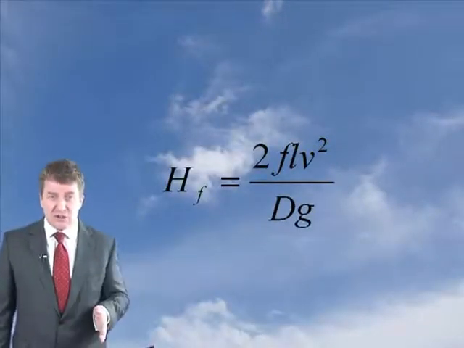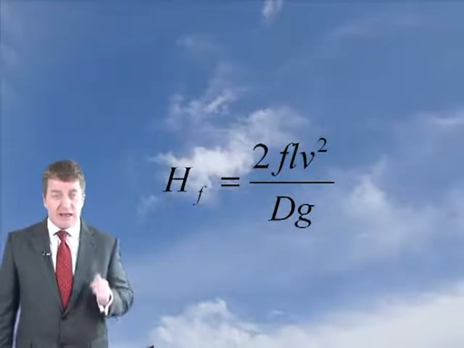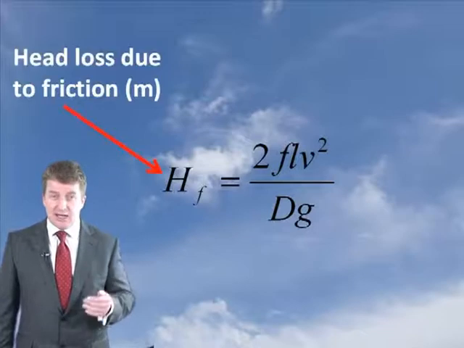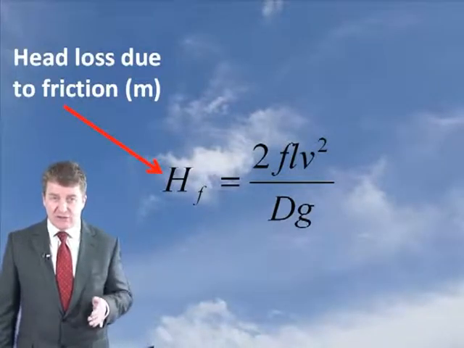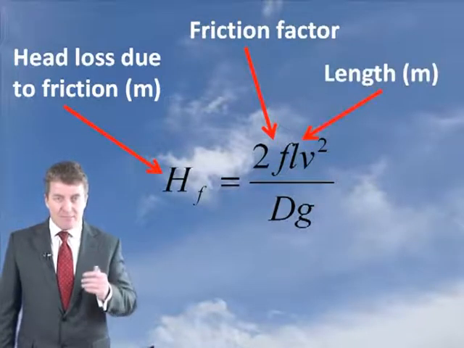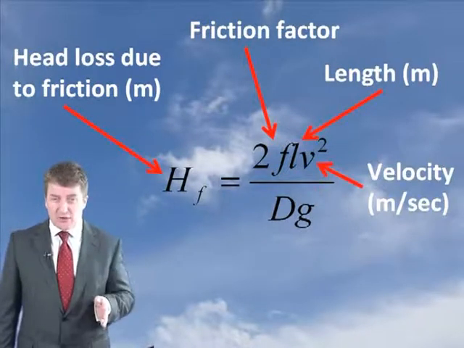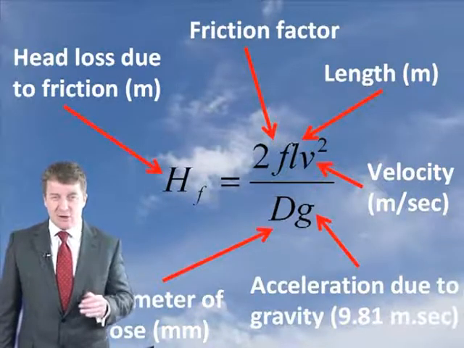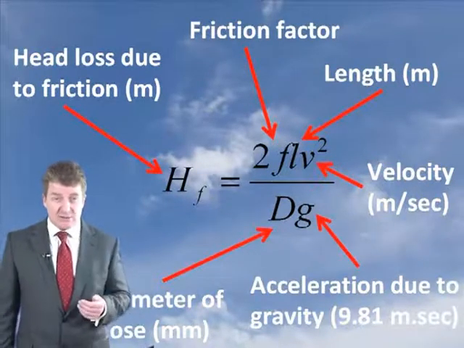The head loss due to friction here, HF, equals 2FLV squared divided by DG. Like I say, where HF is the head loss due to friction, F is the friction factor, L is the length in metres, V is the velocity in metres a second, your capital D is the diameter of the hose, and your G is acceleration due to gravity.